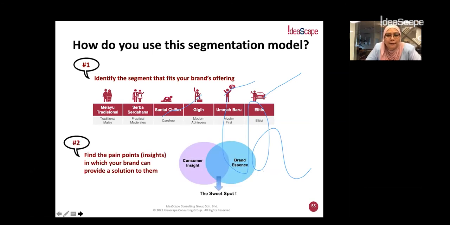And find the pain points or the insights in which your brand can provide a solution to this segment. If you're just pushing your brand out there, chances are it will be very tiring, very heavy. But when you find the insights of your target segment, for example, if you're after the Gigih and you know the Gigih is time poor and will go for value for money, you would want to make sure your brand messaging addresses the gap or the pain point of the Gigih, and that will become your positioning or your idea when you go to market.